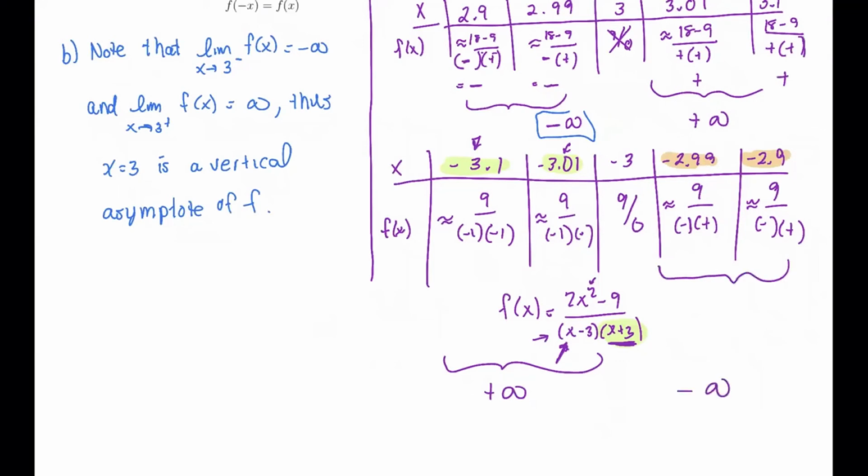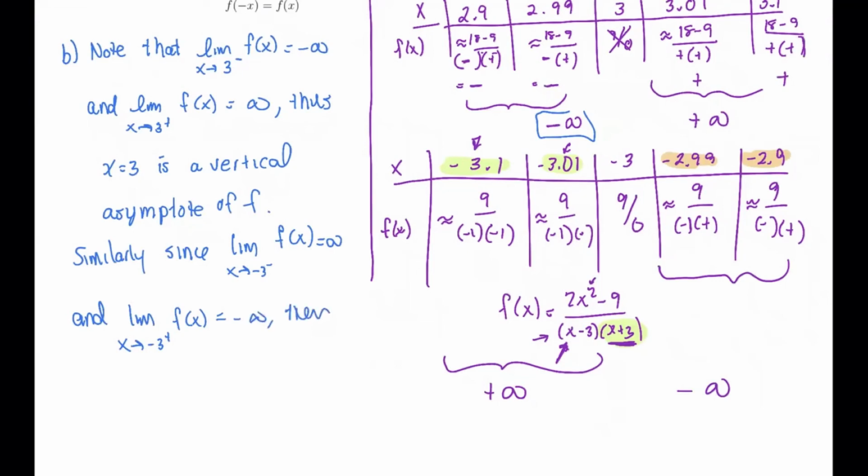And so now we can say, similarly, since the limit as x goes to -3 from the left of f of x is infinity, and the limit as x goes to -3 from the right of f of x is negative infinity, then x equals -3 is also a vertical asymptote of that. And there's that one, and that's all you had to do. So that's part A and part B.